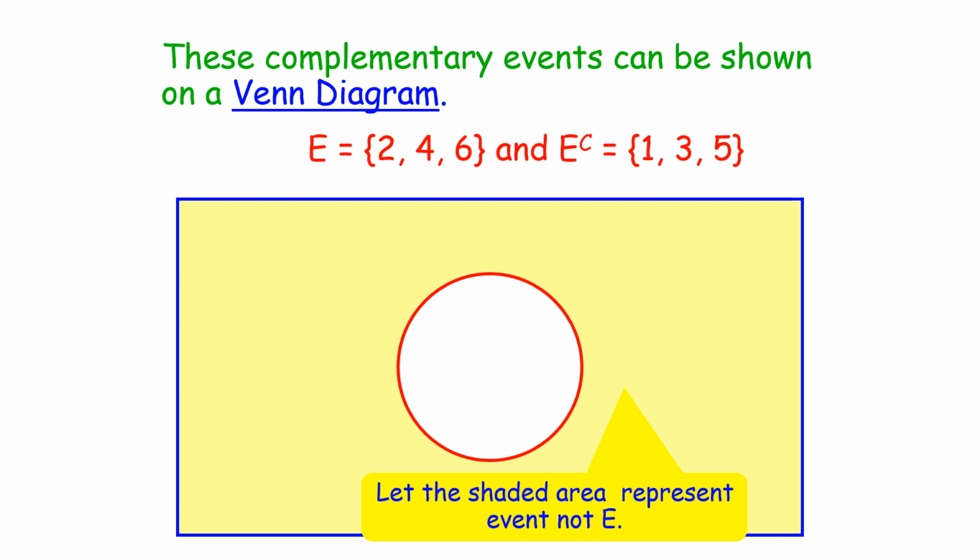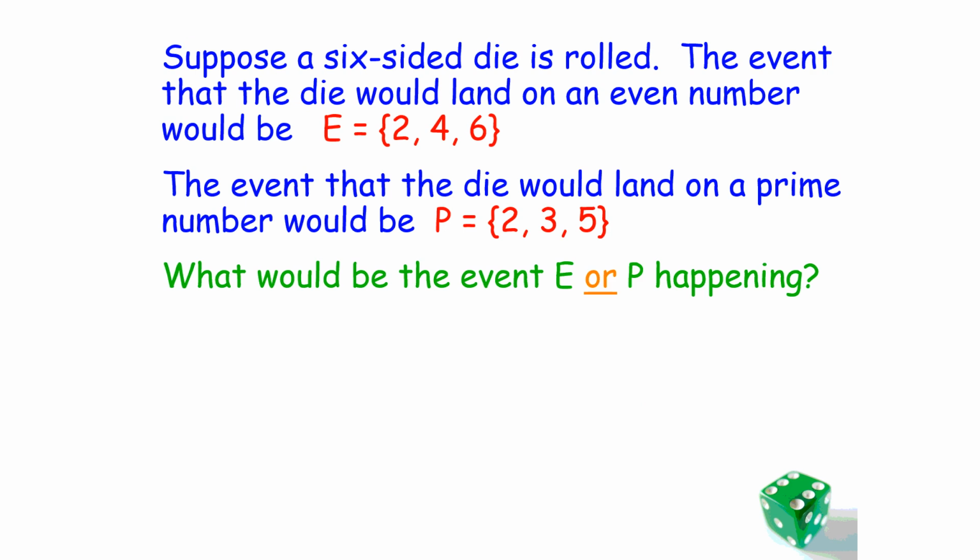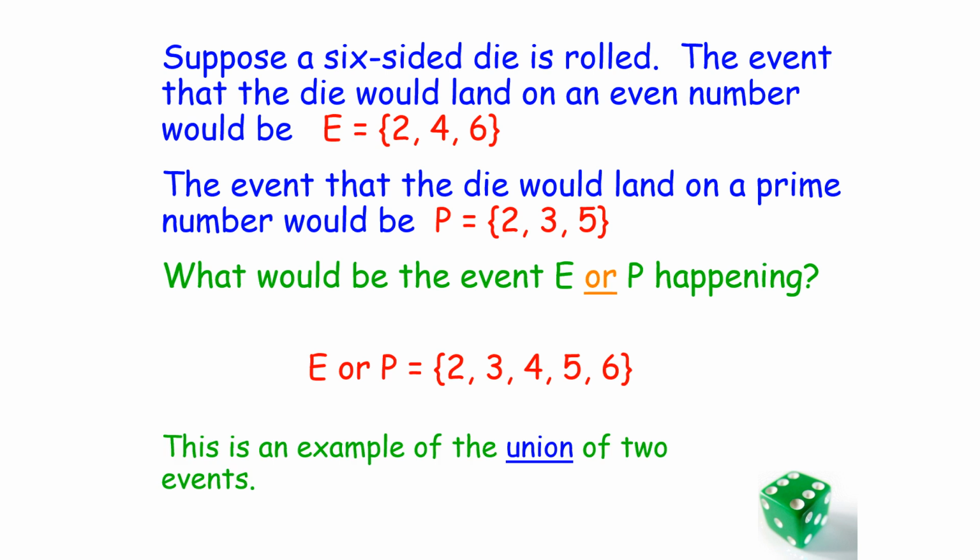Now, let's go back to our dice. So a six-sided die is rolled. We get 2, 4, 6. So the event that the die would land on a prime number would be 2, 3, or 5. So then the question could be asked, what would be the event of E or P happening? And that would be the numbers 2, 3, 4, 5, and 6. This is an example of a union of two events.